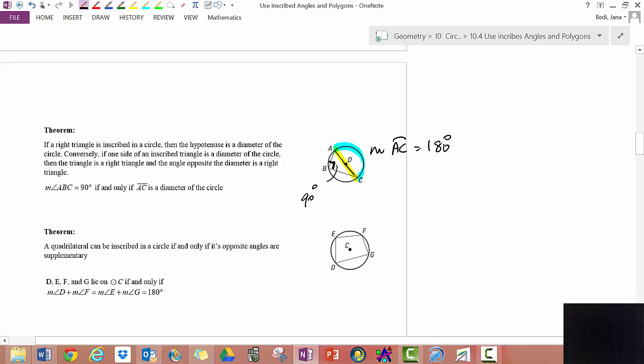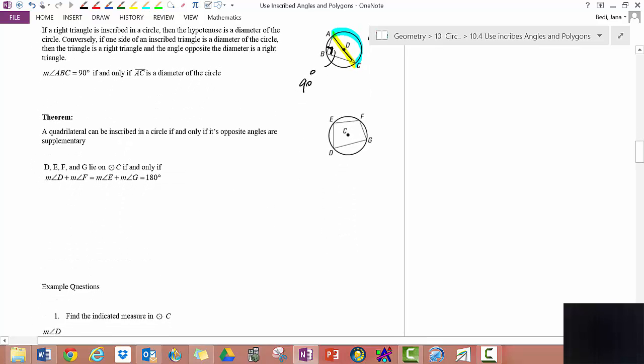So the theorem says if a right triangle is inscribed in a circle, then the hypotenuse is the diameter of the circle. So if you start off with a right triangle, then you can conclude that the hypotenuse is the diameter. Conversely, if one side of an inscribed triangle is a diameter of the circle, then the triangle is a right triangle, and the angle opposite the diameter is a right angle. This is fairly intuitive.